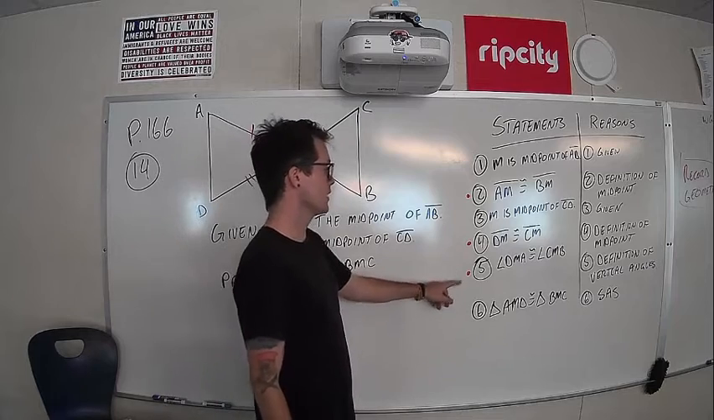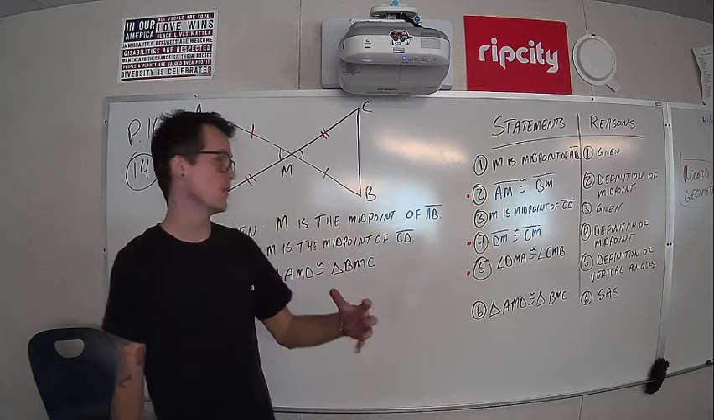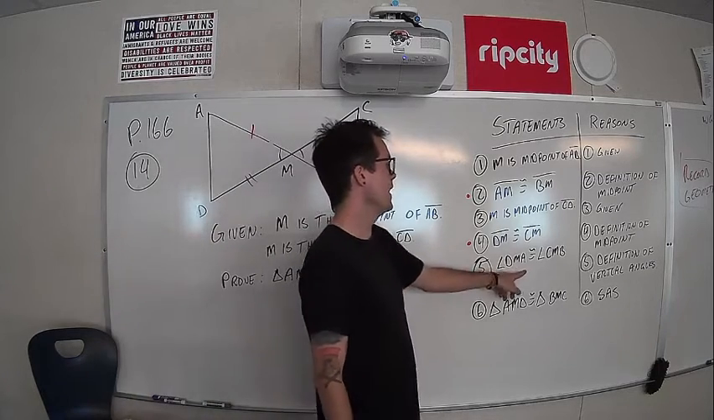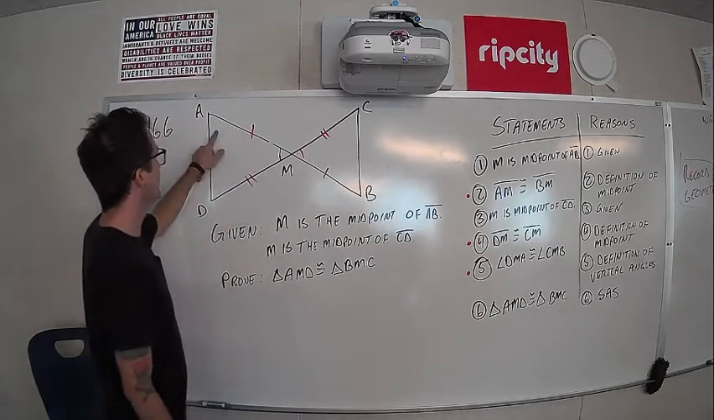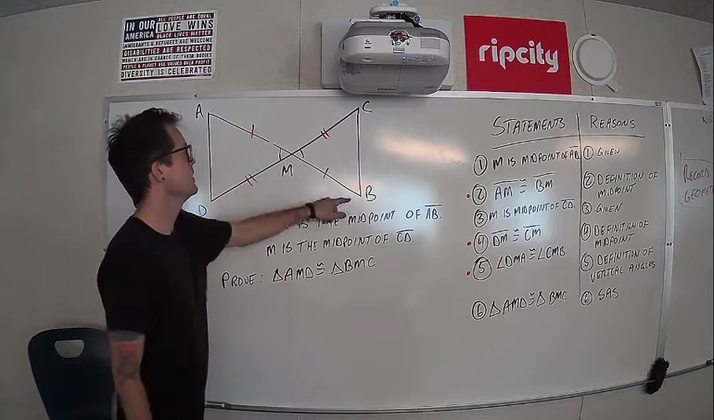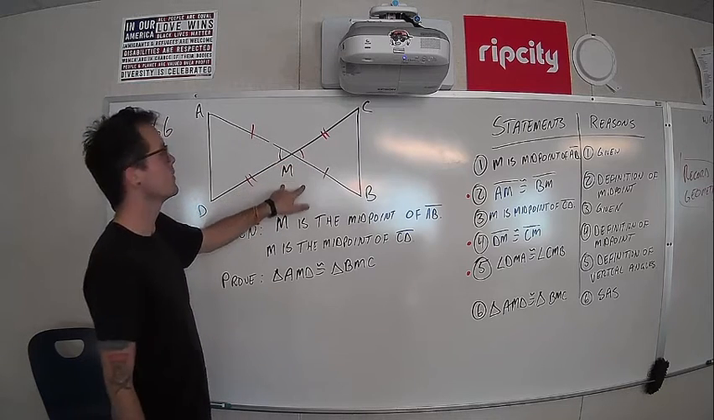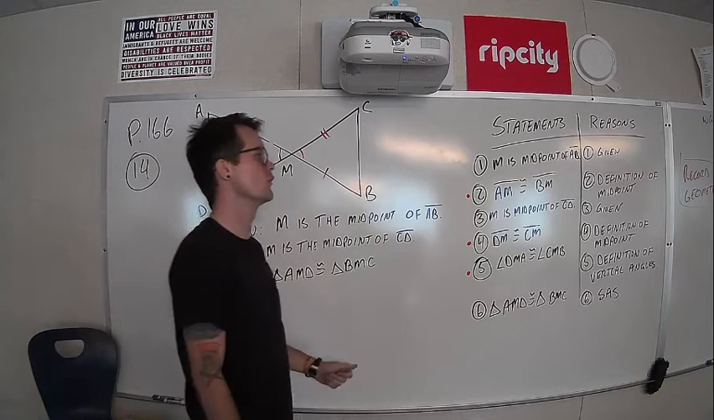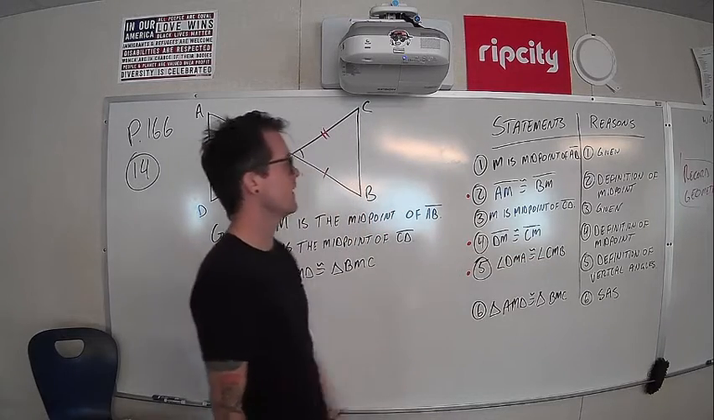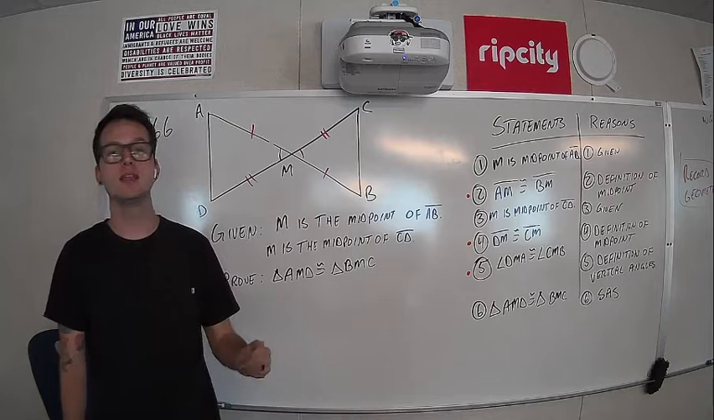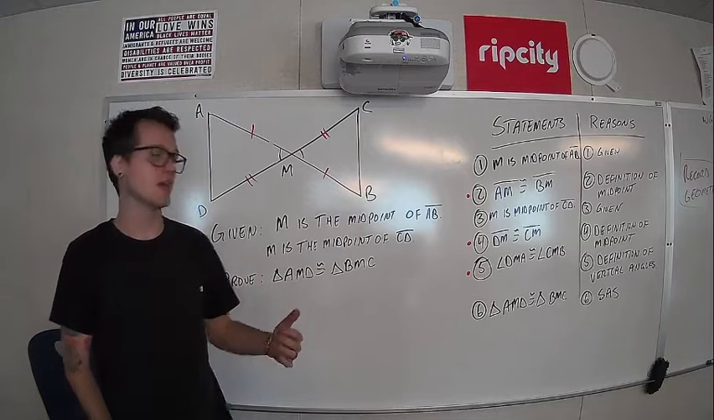Last one, this is our implied information, hidden information here. I have angle DMA is congruent to angle CMB. So DMA and CMB, that's these two angles. The reason we know that they are congruent is because they are vertical angles. So I wrote definition of vertical angles. That is the final piece of information that we definitely need in order to use the side angle side criterion.